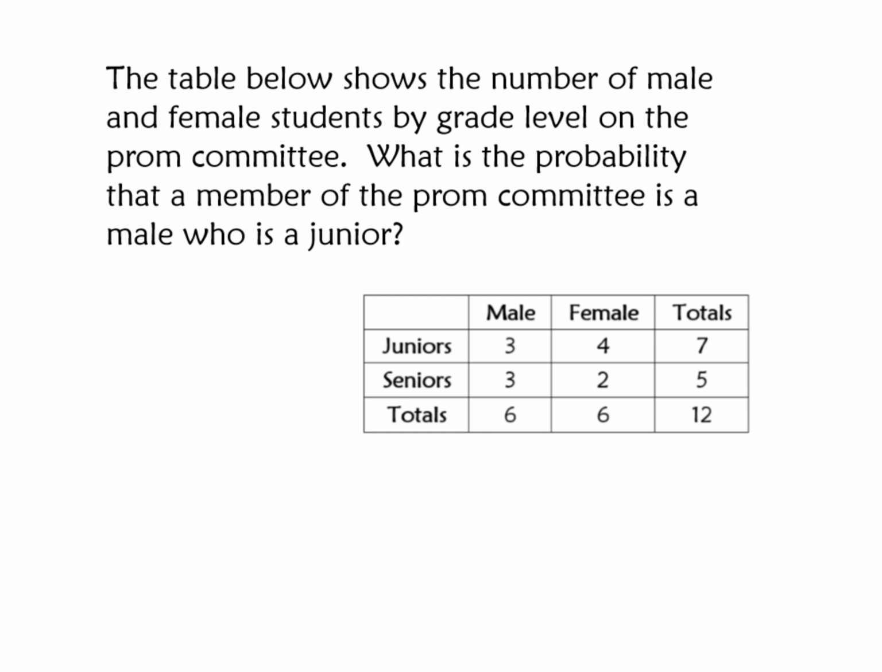Our next problem says the table below shows the number of male and female students by grade level on the prom committee. What's the probability that a member of the prom committee is a male who is a junior? Okay, so I'm really focusing on the male category here. I know my total is going to be out of 6. Oops, sorry, I picked the wrong one. I know my total is going to be out of 6, but I'm just focusing on my juniors. So that is 3 out of 6. Okay, so we're really just focusing on specific categories within those tables.